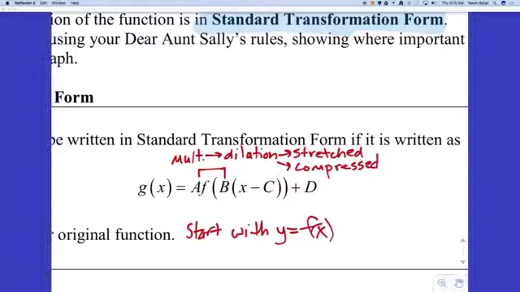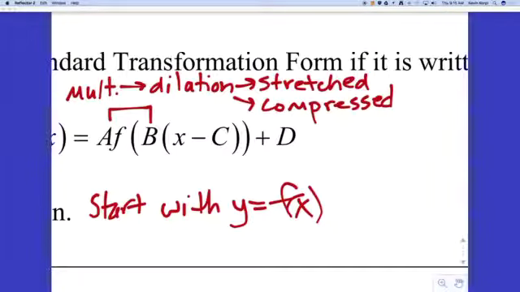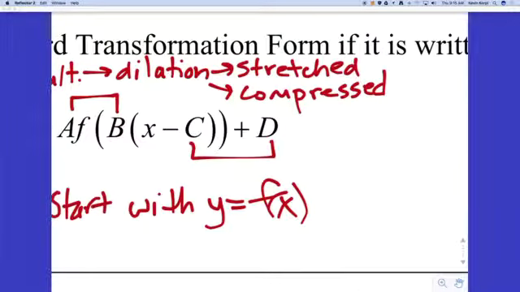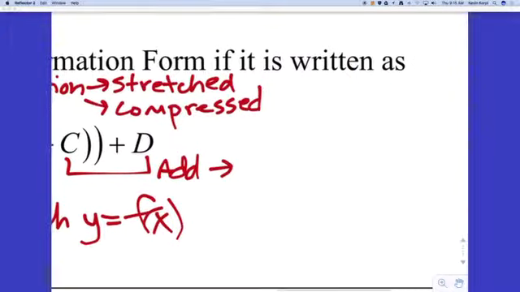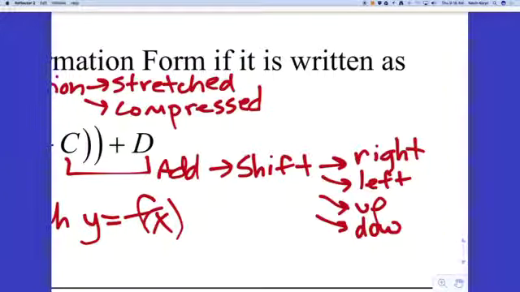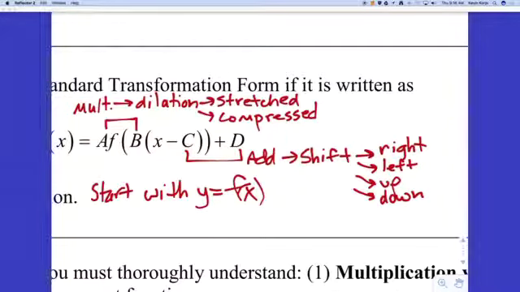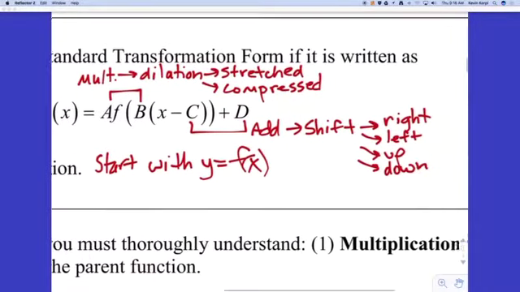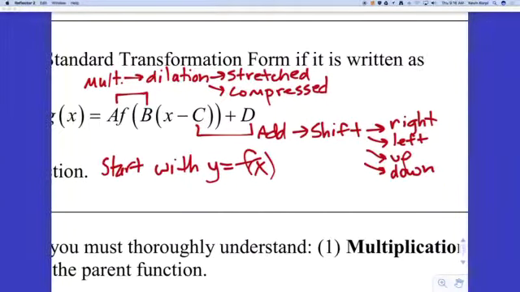The C and the D are both added or subtracted. Anytime you add or subtract something, you are not dilating, you are just translating, or I'll use the word shifting. You're shifting. And these are going to be either shifted right or shifted left, or up or down. Those are the only directions we're allowed to shift, one of 4 directions, left, right, up, or down. So stretching, compressing, and then left, right, up, or down. So that's the first dynamic you need to understand.